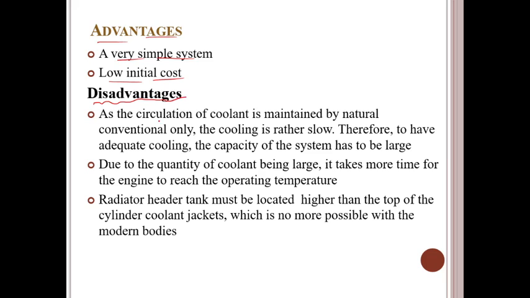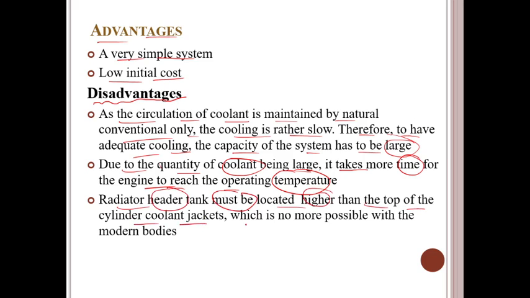What are the disadvantages? As the circulation of the coolant is maintained by natural convection only, the cooling is very slow. Therefore, to have adequate cooling, the capacity of the system has to be large. Because the quantity of coolant is large, it takes more time for the engine to reach operating temperature. The radiator header tank must be located higher than the top of the cylinder cooling jackets, which is not possible with modern bodies.